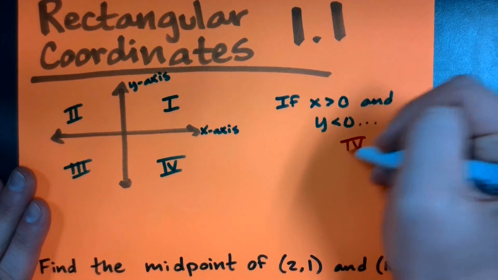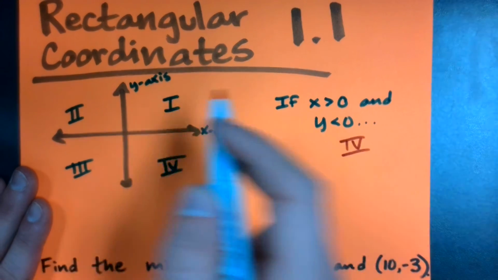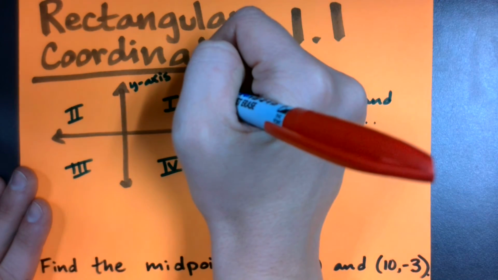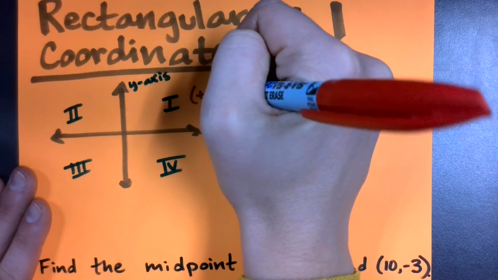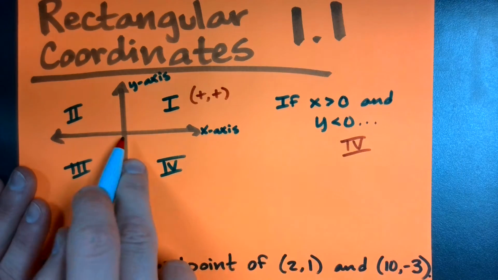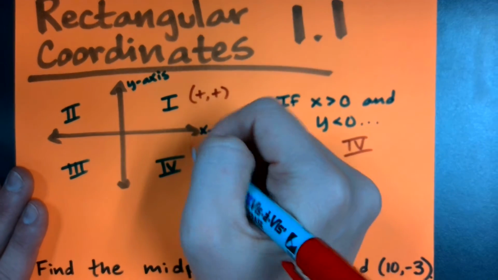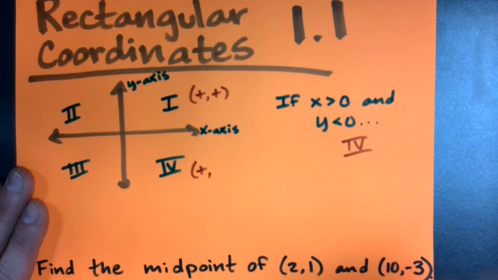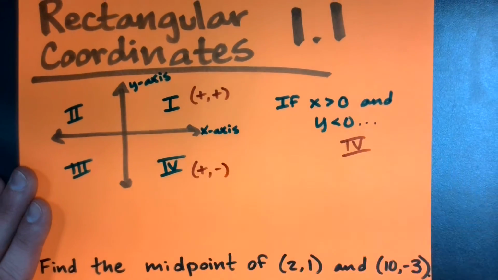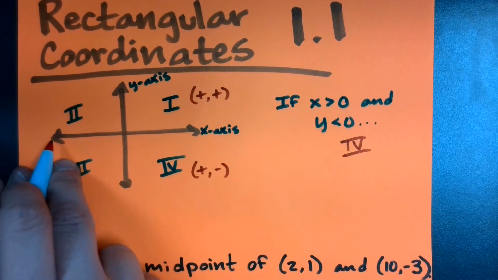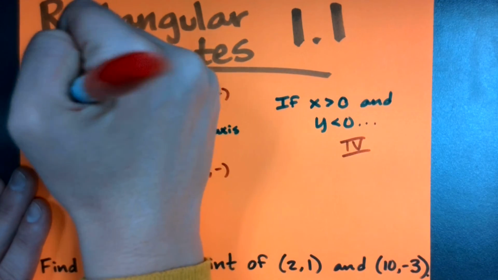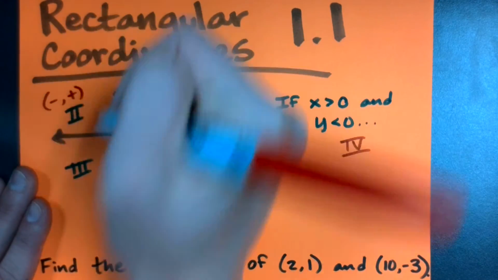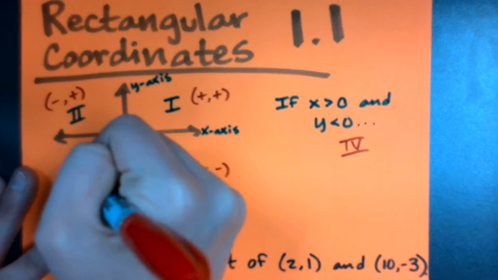Okay, so Maya, let's go through. In the first quadrant, what's happening with x? Is it positive or negative? And the y? Positive. Okay, so we've got our x's are positive this direction. So in the fourth quadrant, x is also positive, but now y is negative. In the second quadrant, x is positive or negative? Negative. And our y is positive. And then our third quadrant, we've got negative and negative.